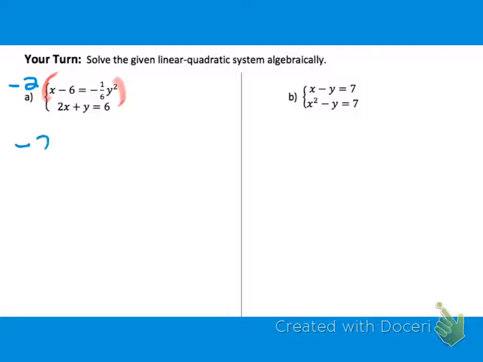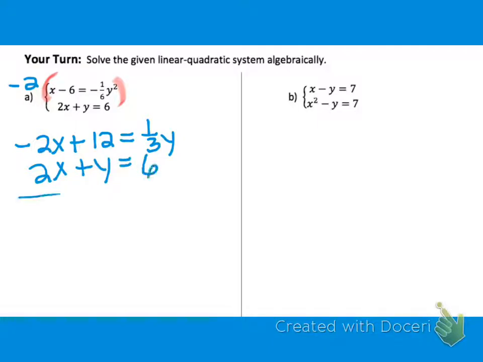So that would be negative 2x plus 12 equals, let's see, negative 2 times negative 1/6 is positive 1/3 y squared. And then that way, when I take the bottom equation, which is 2x plus y equals 6, I can add these together, and my x's will cancel out. So those are going to cancel out. And I'm left with y plus 12 equals 1/3 y squared plus 6.